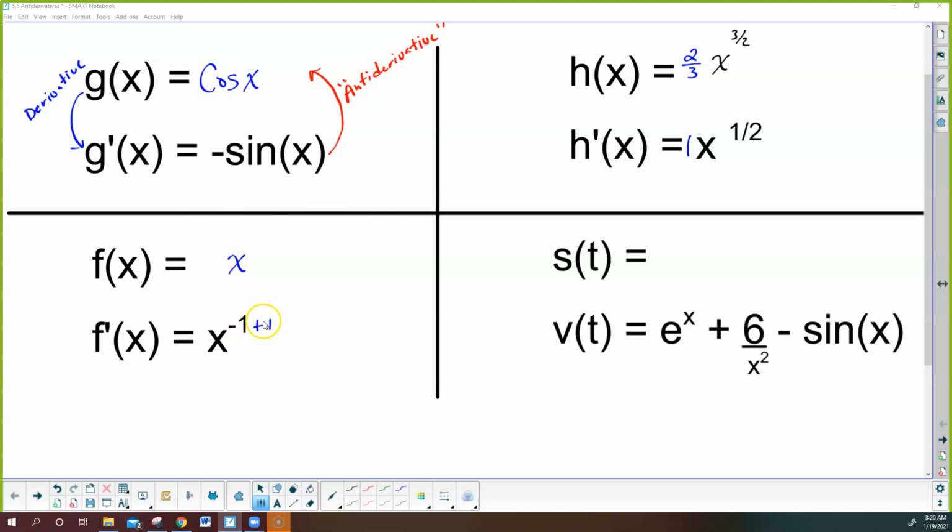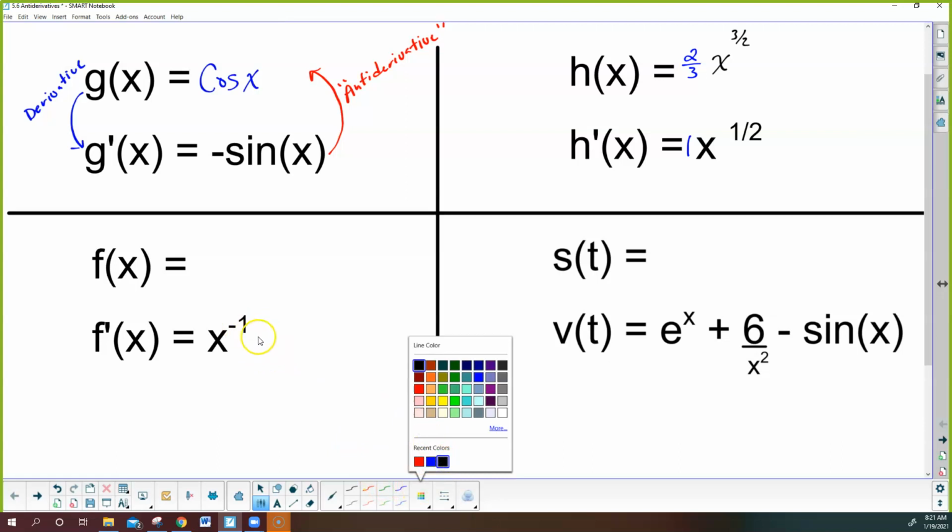So what if I added 1 like we said you're supposed to? Then I get x to the 0. But x to the 0 is 1, and the derivative of 1 is not x to the negative 1. So this is one of the most famous integral problems or antiderivative problems that we're going to have. And what you have to do is you have to think of this slightly differently.